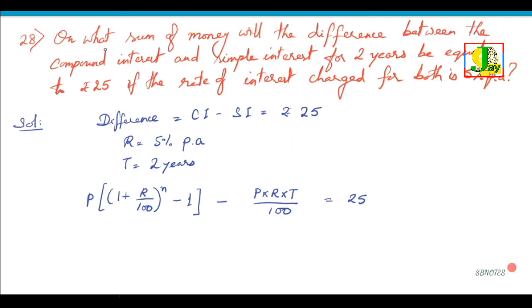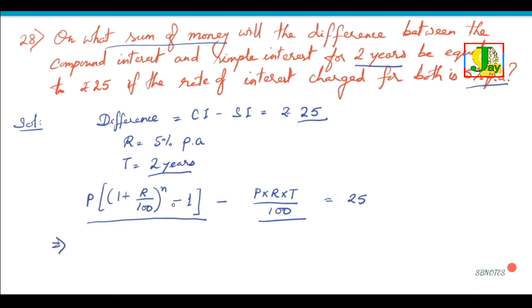Okay, in this question, on what sum of money, so we have to find the principal. The difference is given between the compound interest and simple interest. So this is the compound interest formula and this is the simple interest formula. We will apply the formula for the difference in one go. So the difference is given between compound interest and simple interest. Compound interest is always greater than the simple interest, so that is ₹25, and for 2 years time is given, and rate of interest is given 5% per annum. So we will put it in the formula.